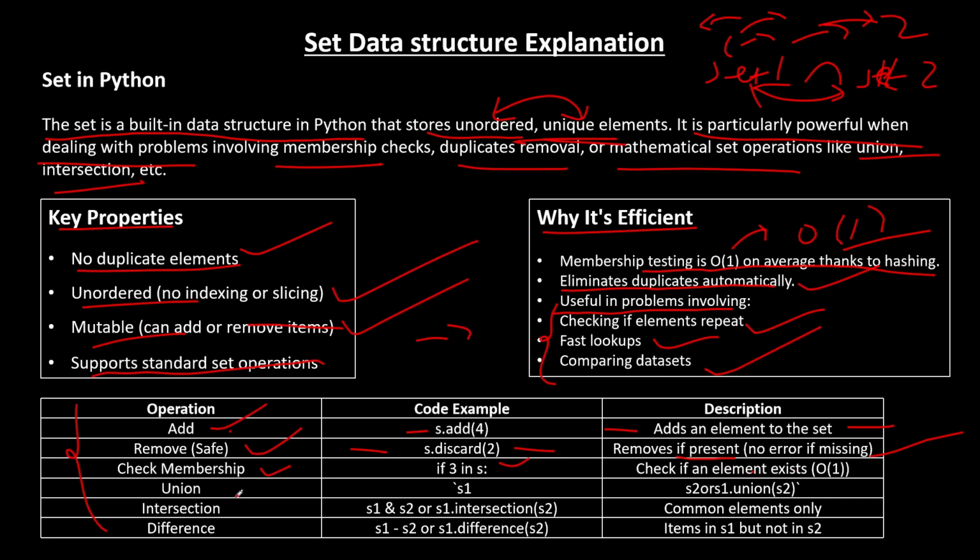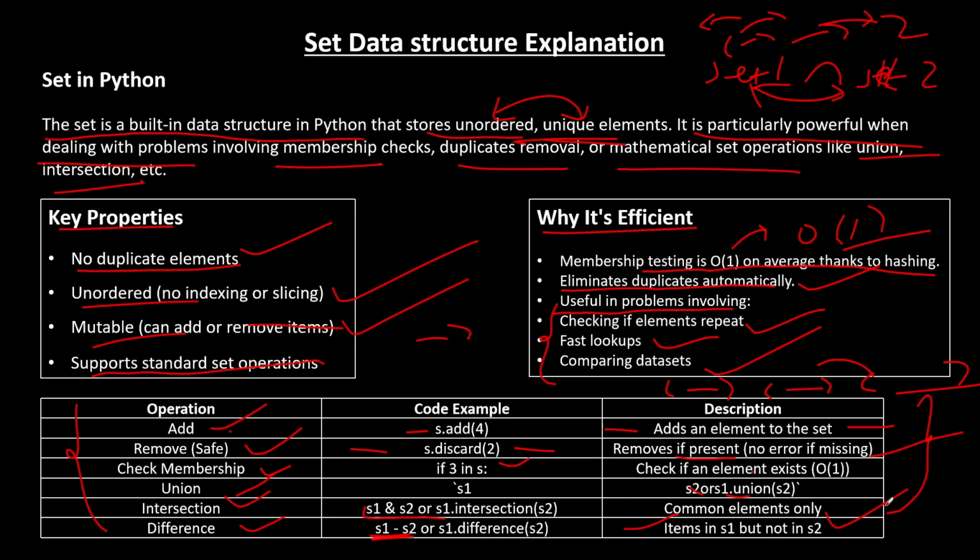Fine. Union means what? S1 or S2. Any of the time. Union with S2. So if we have values in set 1 and in set 2, and you make the union of both of them, it creates one big set of unique elements. Intersection is the common elements only, as I said, and difference, or subtraction, gives items in S1 that are not in S2. Great. This is all about the set data structure we should know for solving any DSA problems.